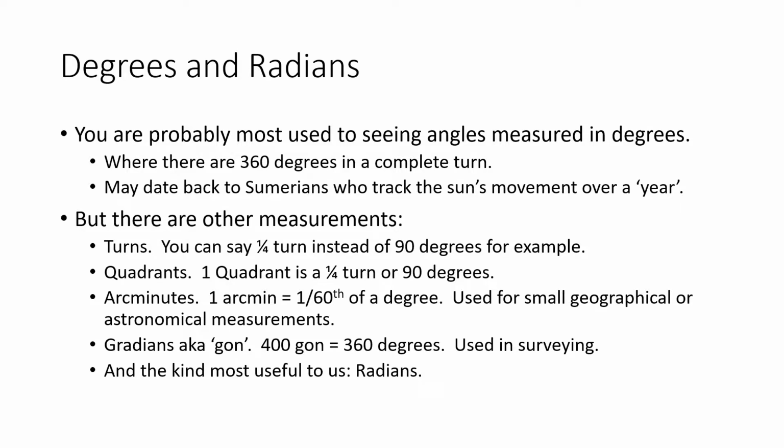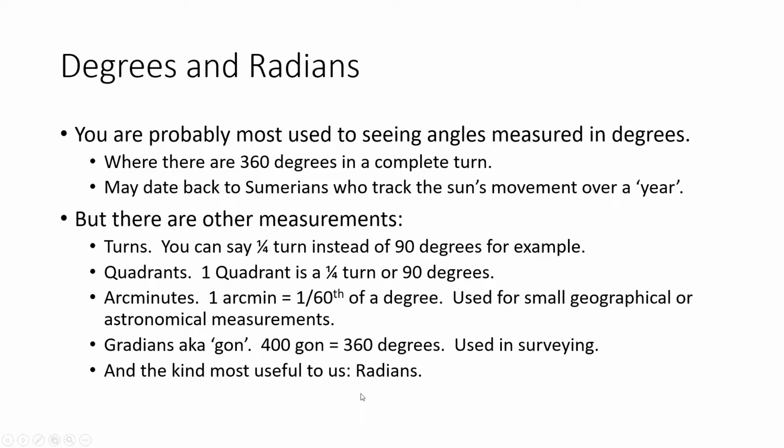But there are other ways you can measure an angle. You can measure it in turns, like a quarter turn, quadrants, which is like 90 degrees each. You can use something called arc minutes and arc seconds, which is really tiny degrees of measurement, 1/60th of a degree for an arc minute and 1/60th of that for an arc second. That's for very small geographical or astronomical stuff, we won't go that deep. There is something called gradients or gon, which is very close to degrees. It's 400 gons or gradients for a circle instead of 360, and they use that in surveying and in very few other places. But the one that's most useful to us is called radians.